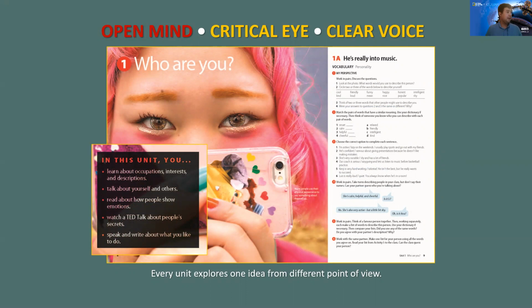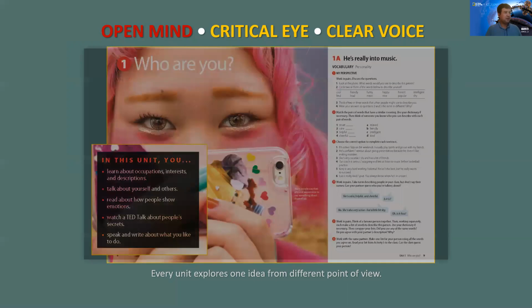In this unit, we're looking at identity and who you are. And so we're going to learn about occupations, interests, descriptions. We're going to learn language for talking about yourself. We're going to learn about how others show their emotions. We're going to watch a TED Talk about the things that people hold dear to themselves, what's important. And then we're going to end with a speaking and writing exercise about hobbies and things that you like to do. So one of the ways that we explore these different topics is through the perspective of a TED speaker. I'd like to give you for a moment or two an example of what those TED speakers are talking about.